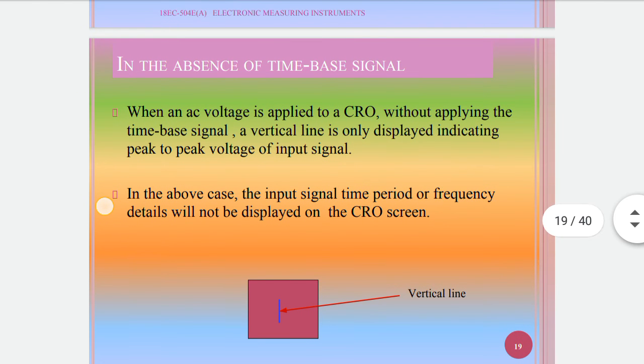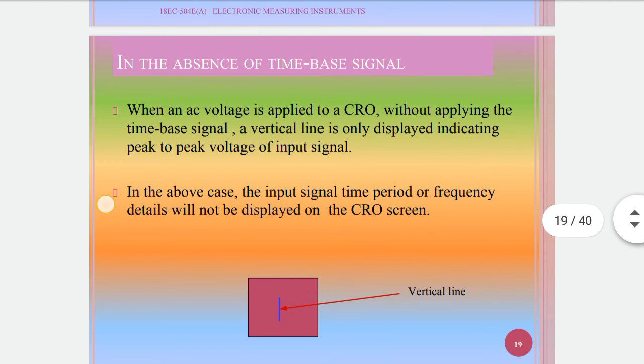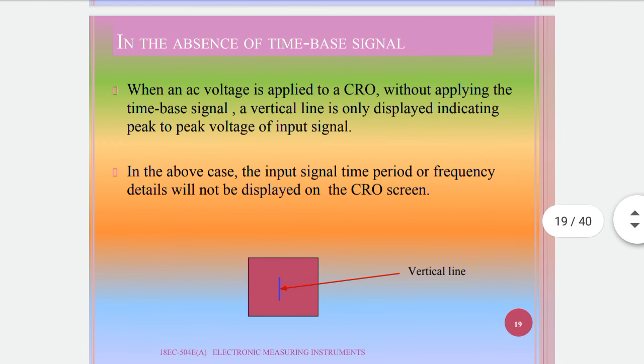So what happens if the time-base signal is not applied to the horizontal plates? When an AC voltage is applied to a CRO without applying the time-base signal, only a vertical line is displayed, indicating the peak to peak voltage of the input signal.